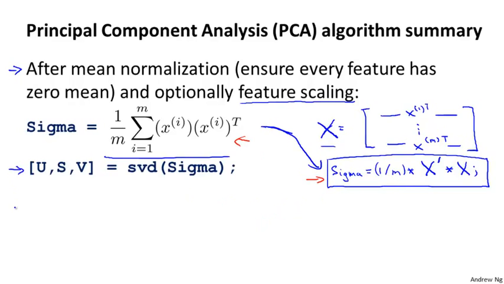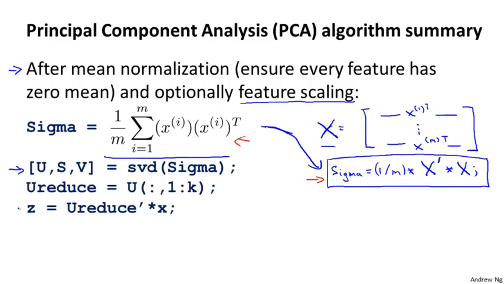Next, we apply the SVD routine to get U, S, and V, and then we grab the first k columns of the U matrix to get U reduce, and finally this defines how we go from a feature vector X to this reduced dimension representation Z. And similar to k-means, if you're applying PCA, the way you'd apply this is with vectors X in Rn, right? So this is not done with the x0 equals 1 convention. So that was the PCA algorithm.